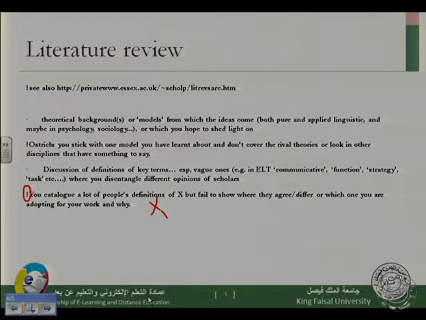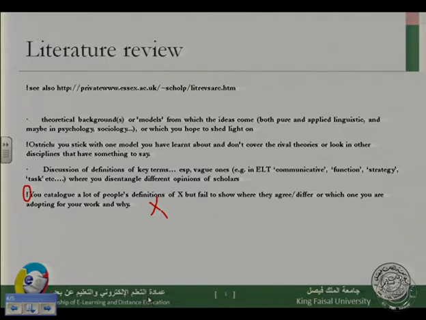You catalog a lot of people's definitions of X but fail to show where they agree, differ, or which one you are adopting for your work and why. Let's say that you want to research strategy, student strategies while they are taking some tests. You need to define strategy, because I know the meaning of strategy, but there are hundreds of definitions in the literature about strategy. So don't just catalog the definitions.